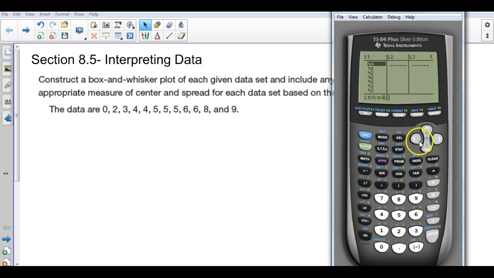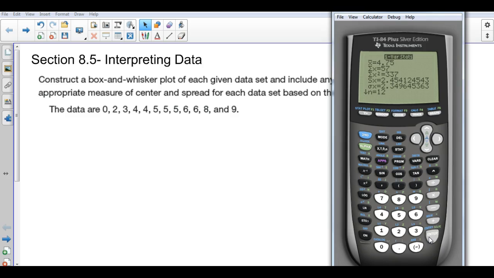Stat, go to edit. I already have some data in here, so I'm going to clear that out and enter in these data. So 0, 2, 3, 4, 4, 5, 5, 5, 6, 6, 8, and 9. So 12 data points. I'm going to go to stat. We're going to go over to calculate, and I'm going to get all these one variable statistics.